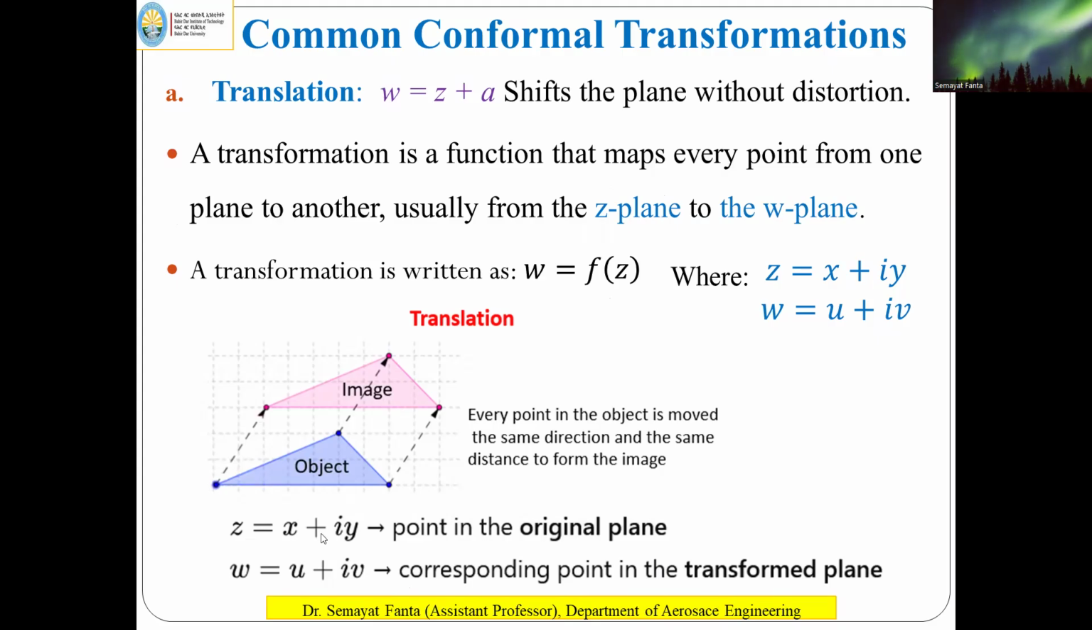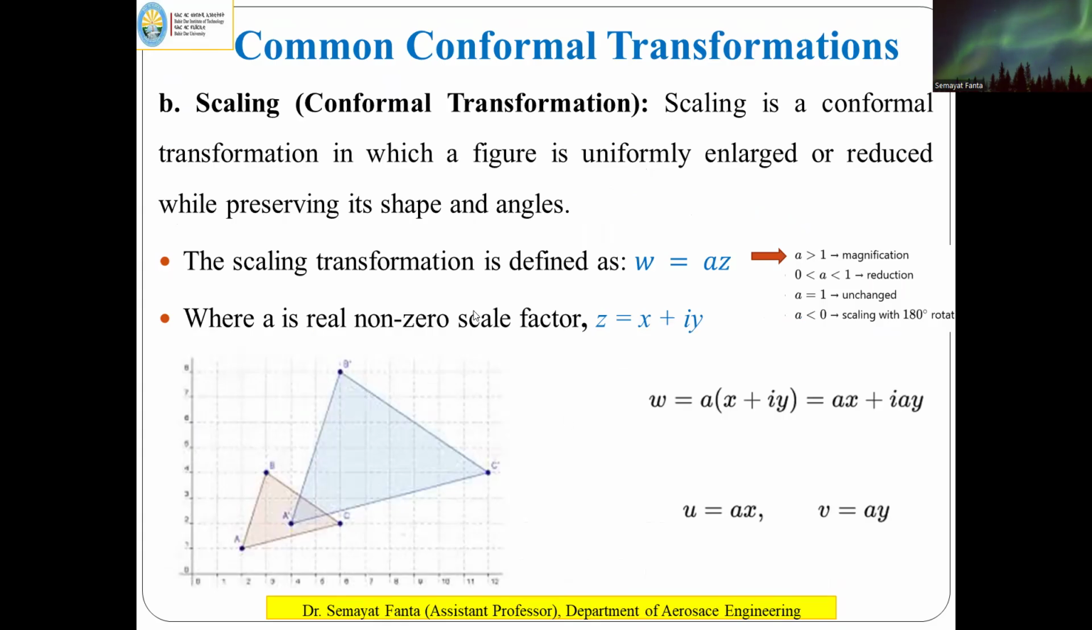So z equals x plus iy is a point in the orthogonal plane, and w equals u plus iv corresponds to a point in the transformed plane. So that is the meaning. The next type of conformal transformation is scaling.